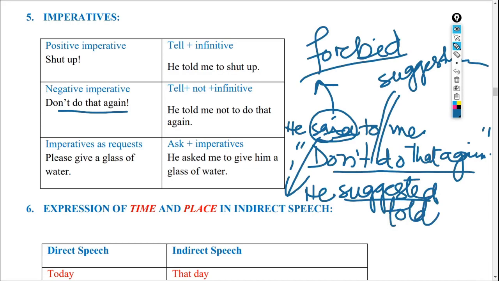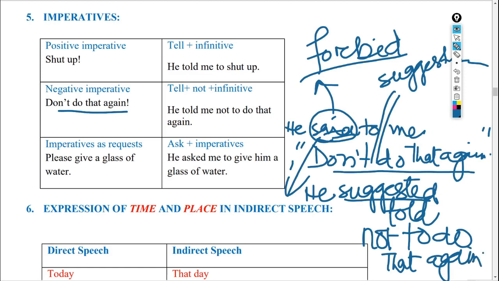If you do not like to write suggested or forbade, then you can write the simple general term, that is told. Then as it will be the infinitive form and as it is negative, you write not first. Not to. To I am writing there, that will be the infinitive. Not to. Then the sentence: do that again. In a similar manner, you can write, please give me a glass of water. This can be changed into, he asked or requested. He asked me to give him a glass of water.